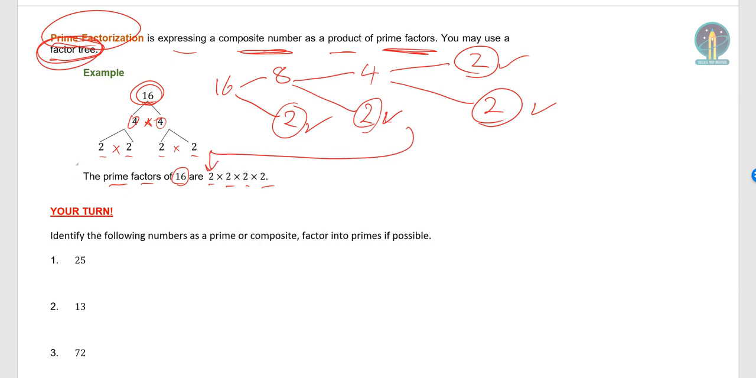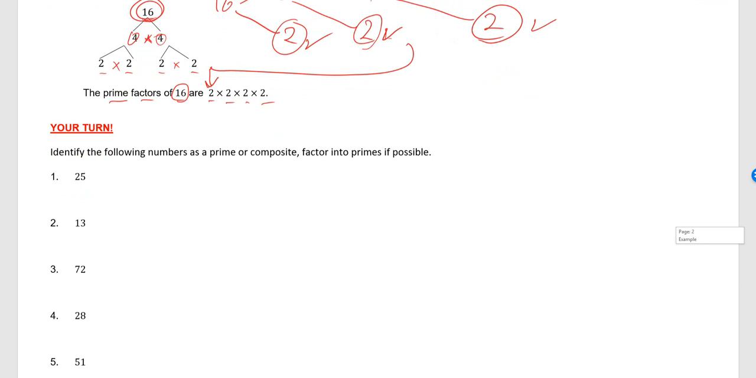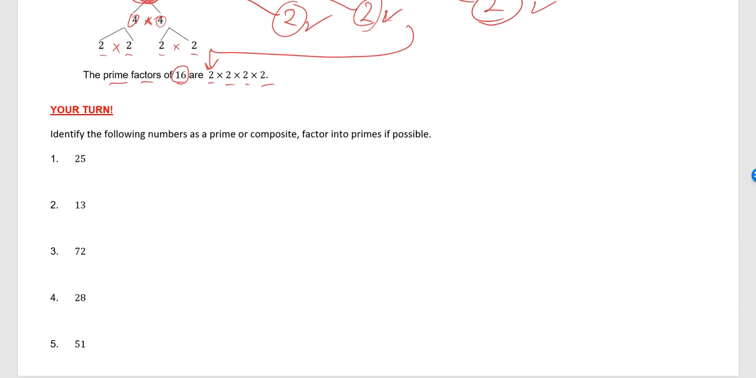Okay? Now it's your turn. With the examples that we have, please pause the video, work on these, and come back for the solution. Okay, so the goal is to identify the following numbers as either prime or composite, and then to factor into primes if possible. We start with the number 25.